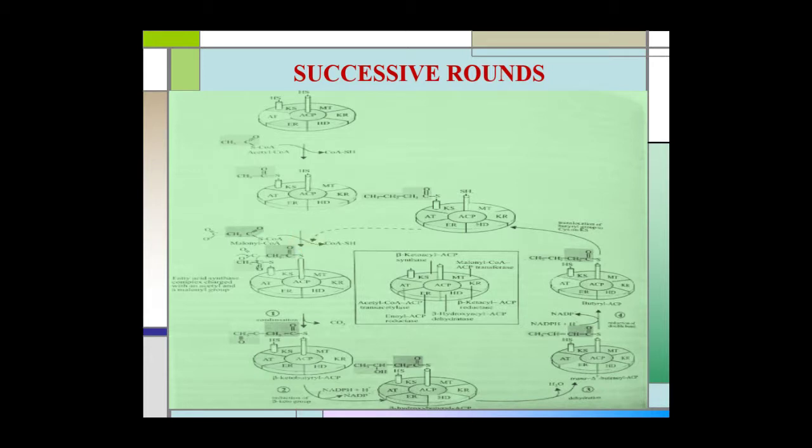Now condensation occurs at the butyryl group, as earlier the acetyl group in the first round was linked to the 2 carbon of malonyl ACP with the release of one molecule of carbon dioxide. And this condensation of the butyryl group with the malonyl coenzyme forms the 6 carbon beta ketoacyl ACP. The 6 carbon fatty acyl ACP is now ready for the third round of elongation.